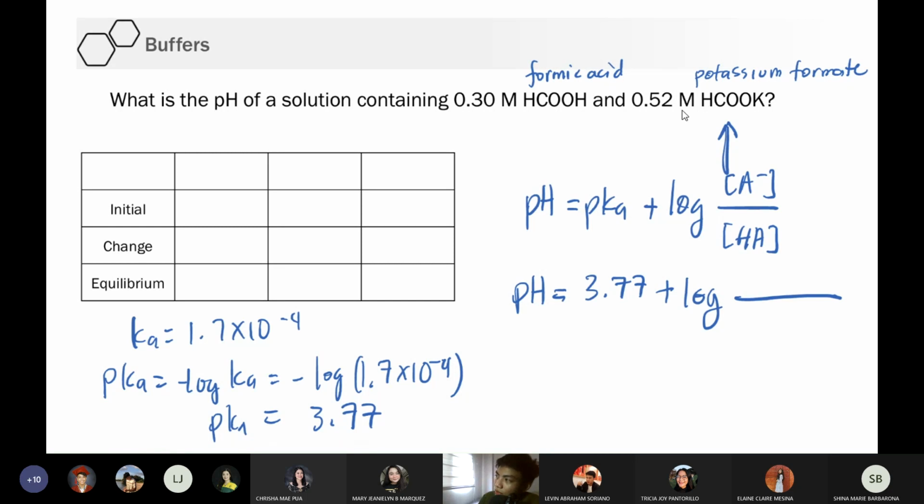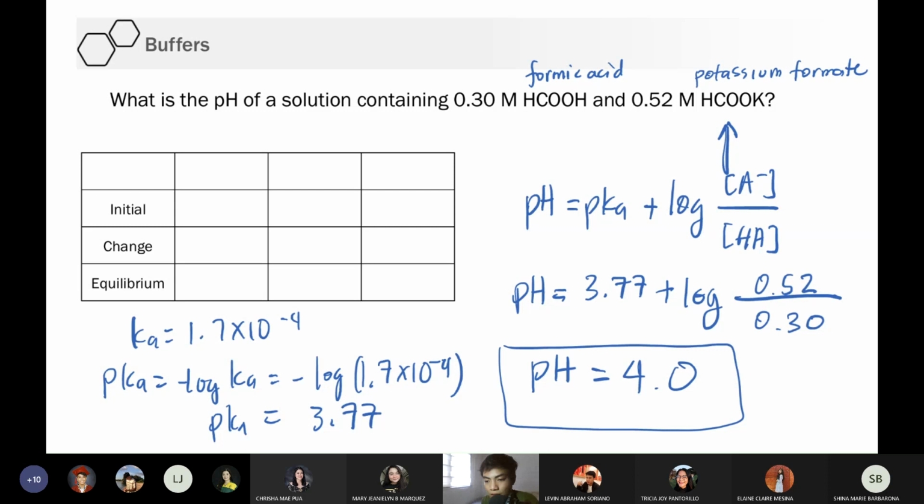Ano concentration ng conjugate base? 0.52. Ano yung concentration ng acid? 0.30. So let's now solve for the pH of this solution, of this buffer solution. So the pH of this buffer solution is 4.0.